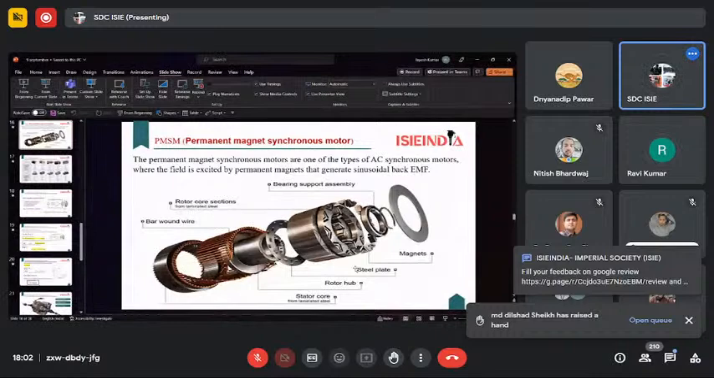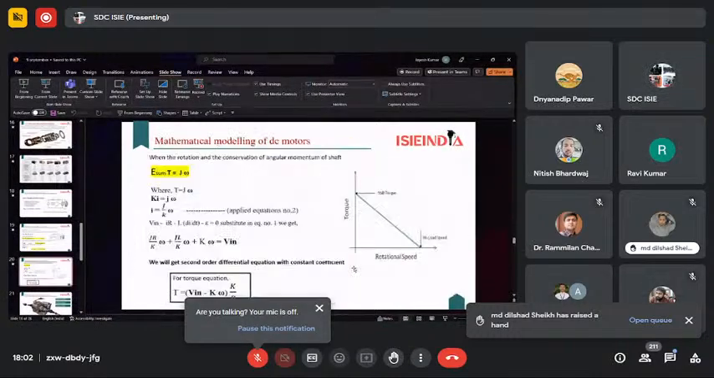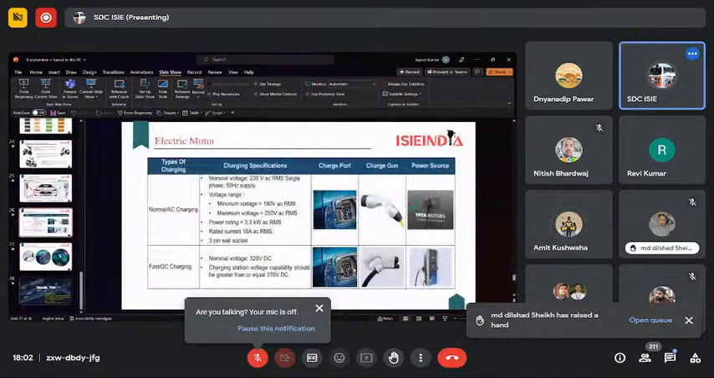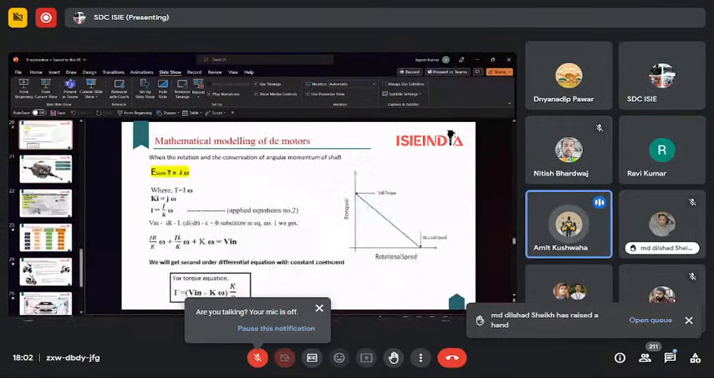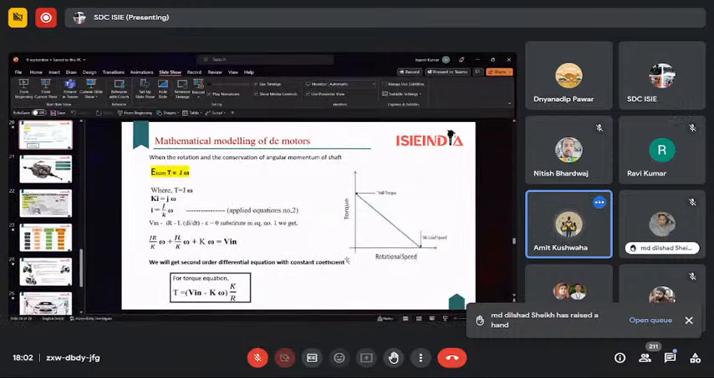Okay. Sir, I want to ask something. Yes. Sir, are there any workshops and courses in which you teach the actual modeling on software, so that we can design the motors on those softwares?